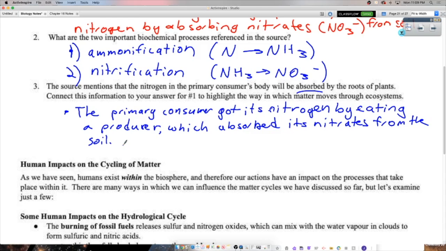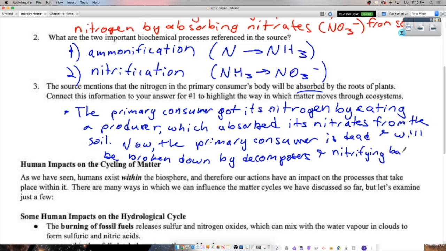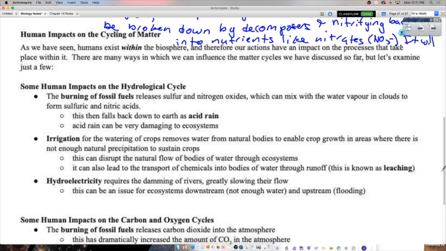So the primary consumer got its nitrogen by eating a producer, which absorbed its nitrates from the soil. Now the primary consumer is dead. It's going to become nitrates in the soil to be absorbed by some other producer, and the whole cycle will be done over again. Running out of room here.